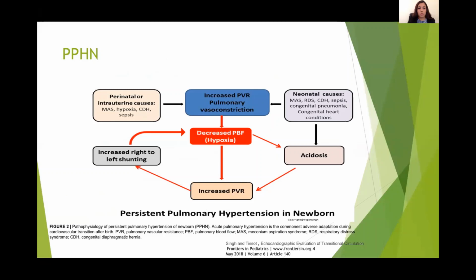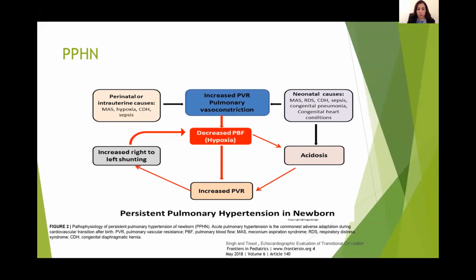We can have multiple factors that could happen even antenatally, perinatal or intrauterine causes like congenital diaphragmatic hernia, sepsis, chorioamnionitis, or neonatal causes such as congenital pneumonia, RDS, or sepsis. This will lead to decreased pulmonary blood flow and hypoxia, which will increase the acidosis that may already be there, and it will worsen. It will increase even more the pulmonary vascular resistance and increase the right to left shunting again, which will decrease the pulmonary blood flow.